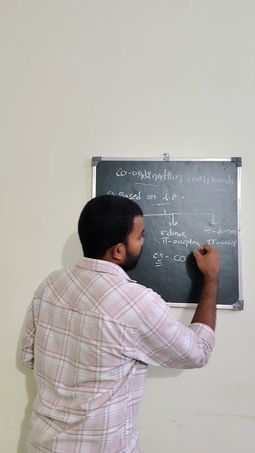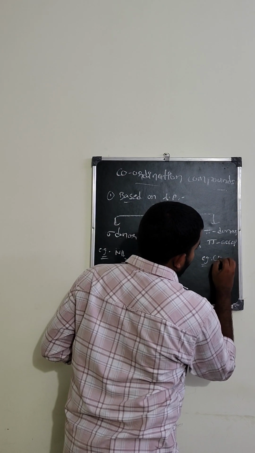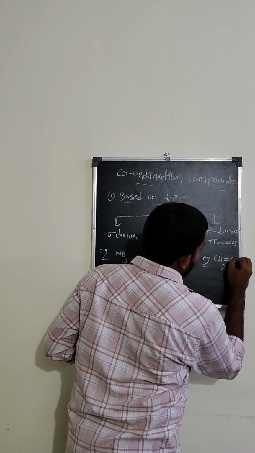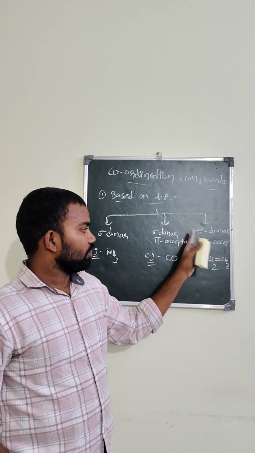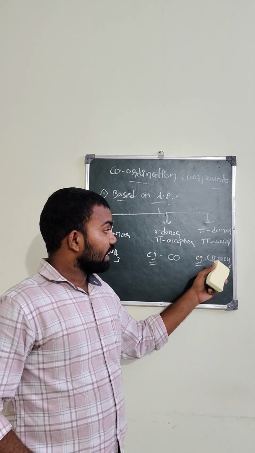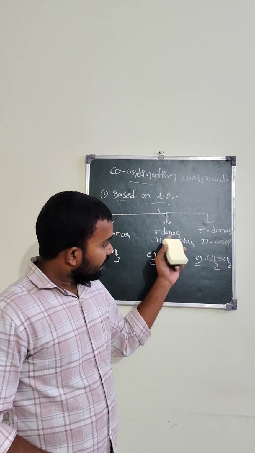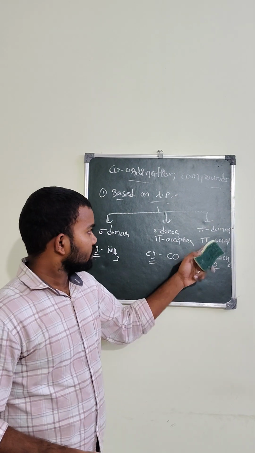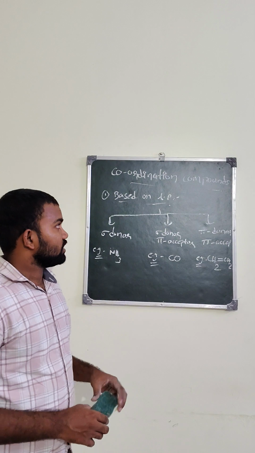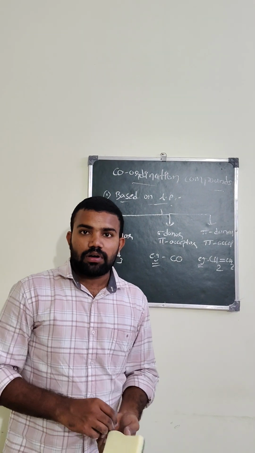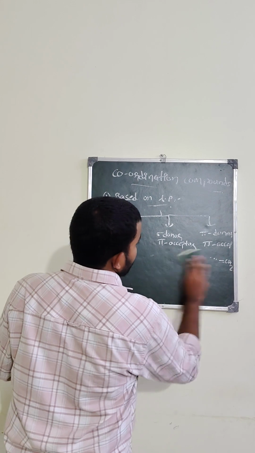And another one is pi donor and pi acceptor. That is ethylene. It can donate pi electrons to the metal, and also it has vacant pi star orbitals. It can take electrons from the metal. So that is called pi donation, pi acceptor. So this is the concept which I am explaining. Now I am explaining the problems. Okay.